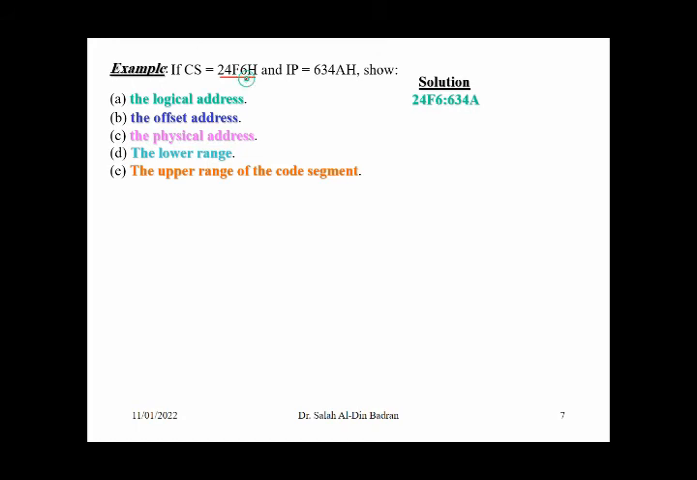Solution: we start with the logical address. We simply put this as the CS, the code segment, and this one, the IP. This is the logical address. The offset address is this one. The offset address is inside the IP register, a 16-bit register. And this is the physical address.